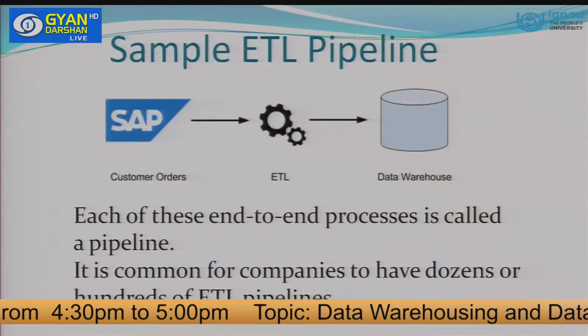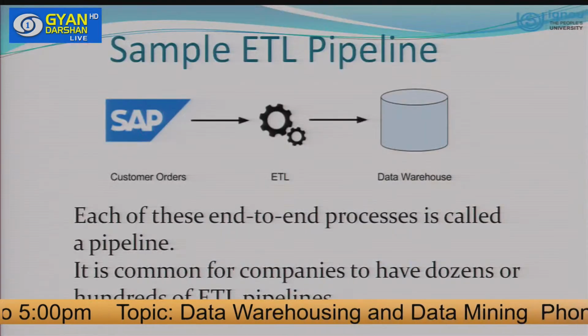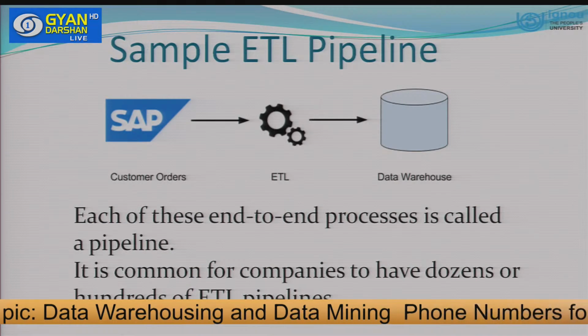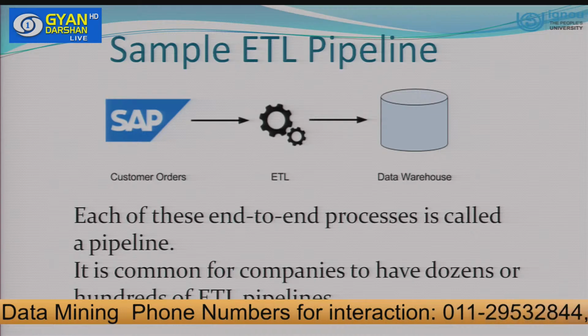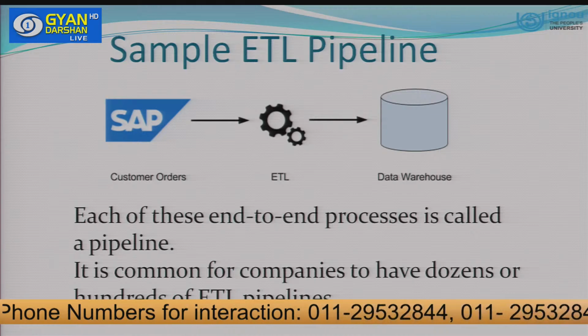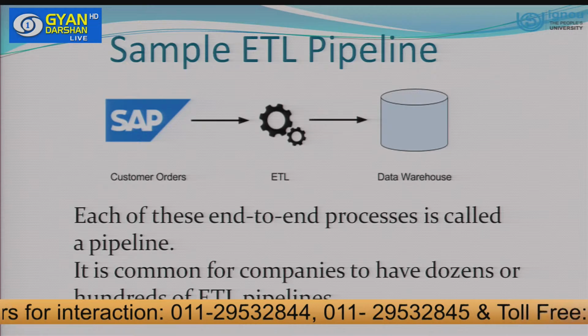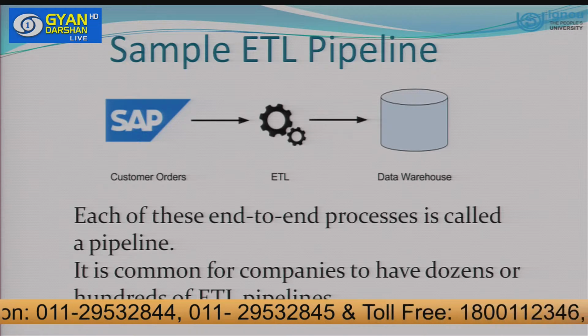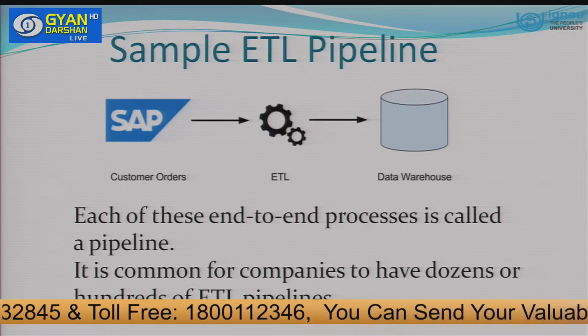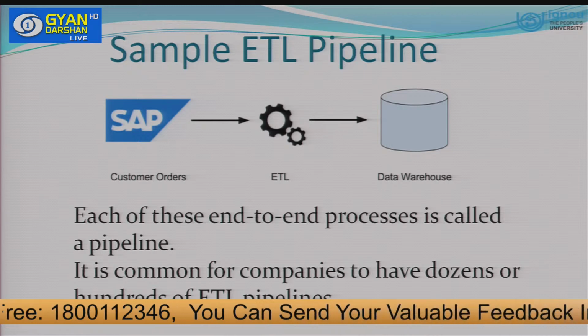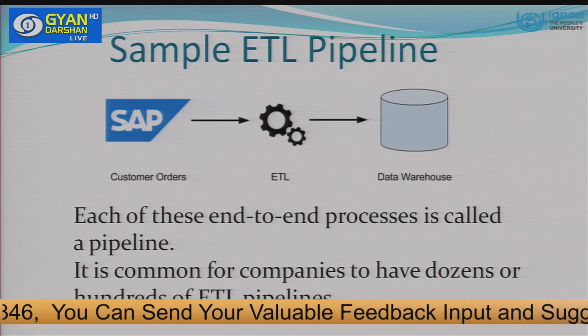In this particular ETL process, there is a term associated with it called the ETL pipeline. Here on the slide, a simple ETL pipeline example is given. Customer orders in the SAP systems are the primary source of the data, and then there is a pipeline drawn to the data warehouse, with the ETL process in between.